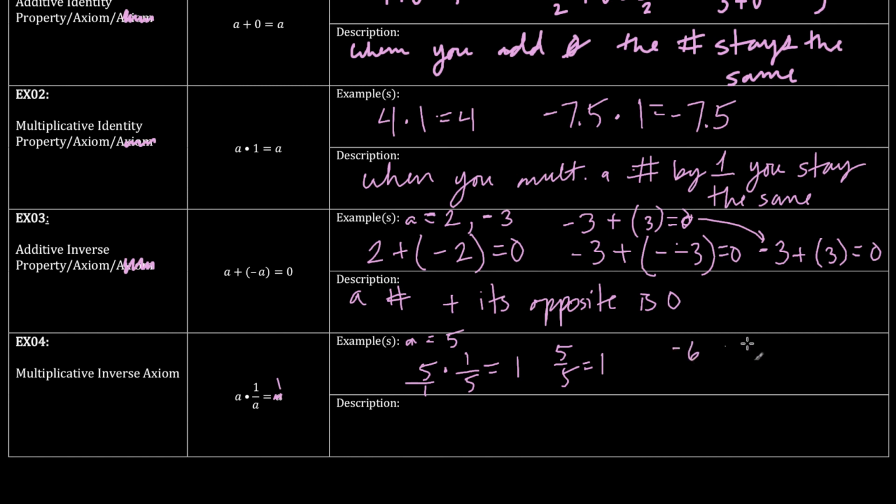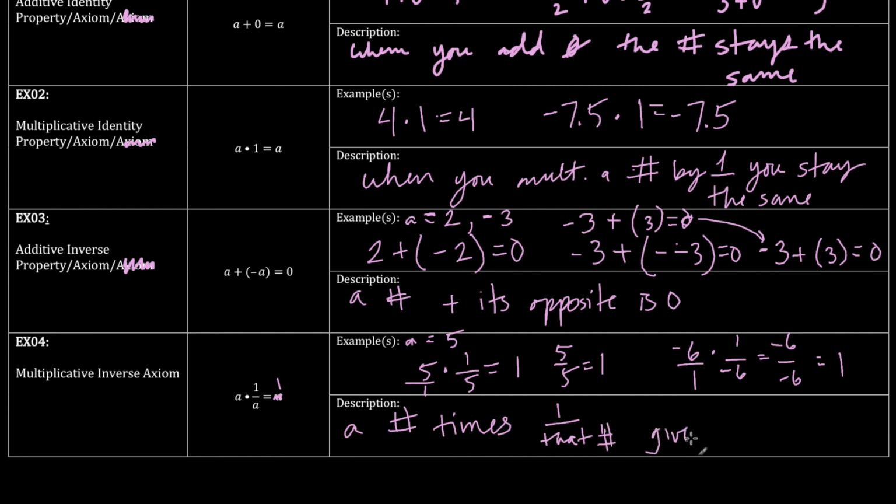Let's try it with negative 6. Negative 6 times 1 over negative 6. So negative times a positive is a negative. Positive times a negative is a negative. And a negative over negative is a positive. So a number times 1 over that number gives you 1.